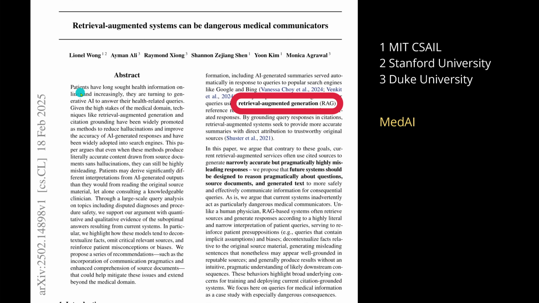February 18, 2025, we have MIT, Stanford University, and Duke University. And they publish here a kind of warning about retrieval augmented generation, our RAG system in medical AI. They tell us retrieval augmented systems can be dangerous medical communicators. I recommend that you read this study if you're interested in anything related to medicine, how humans use AI for their own medical purposes.